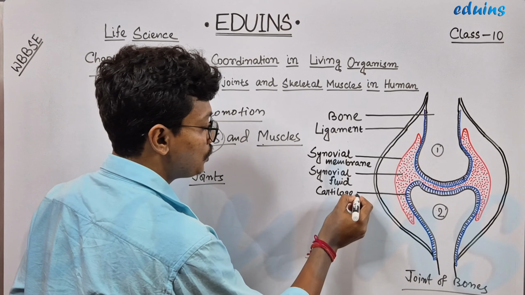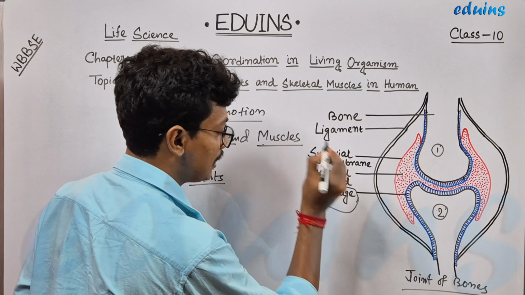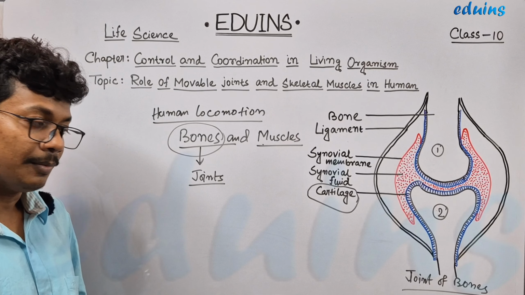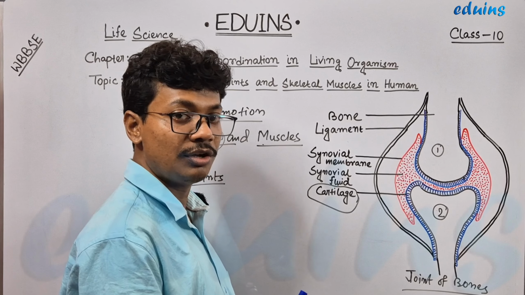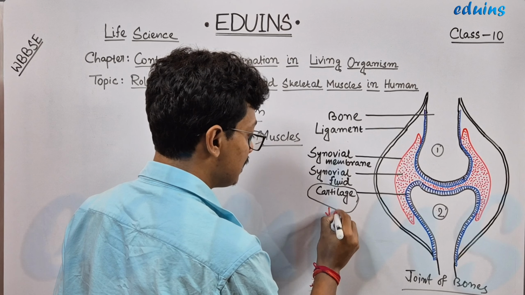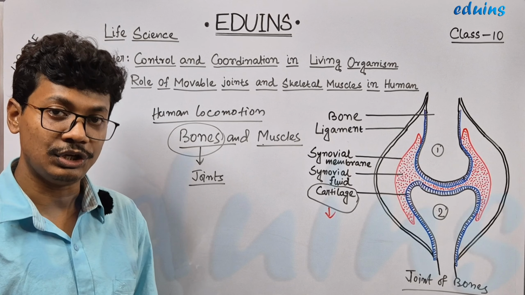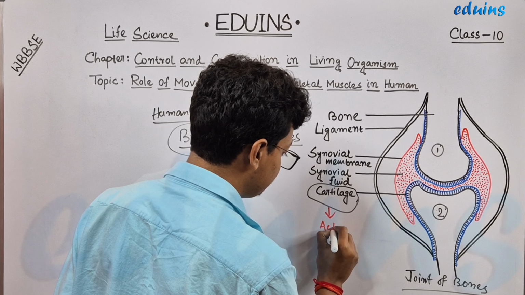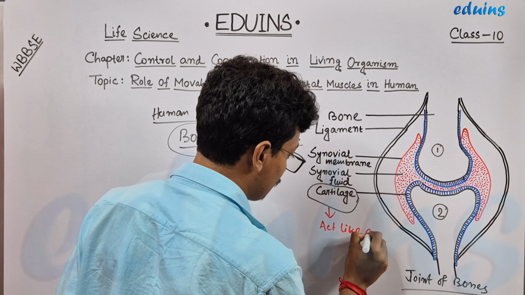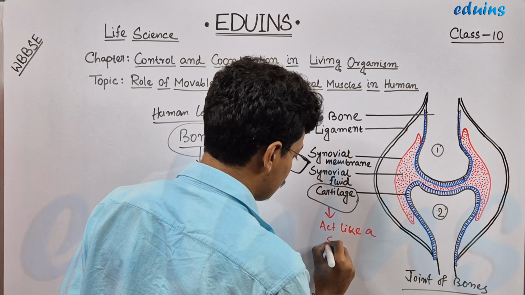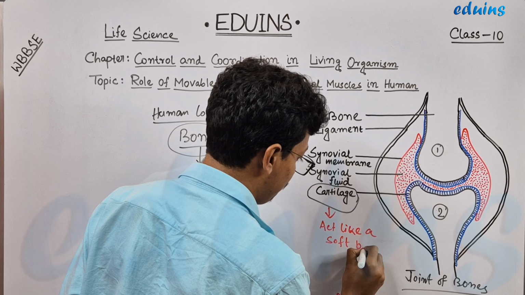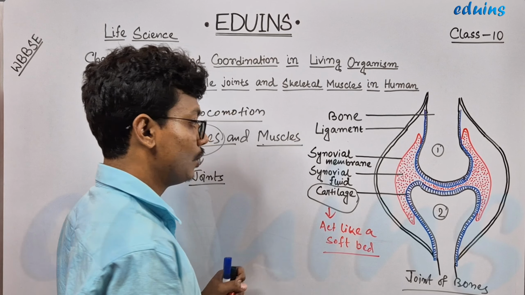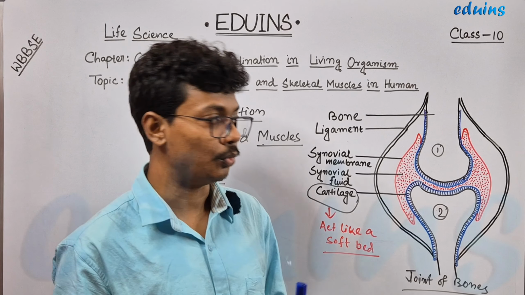This cushion-like structure is known as cartilage. So what is the function of cartilage, or what is cartilage? Cartilage is a connective tissue layer which acts like a soft bed to prevent the friction between two bones.